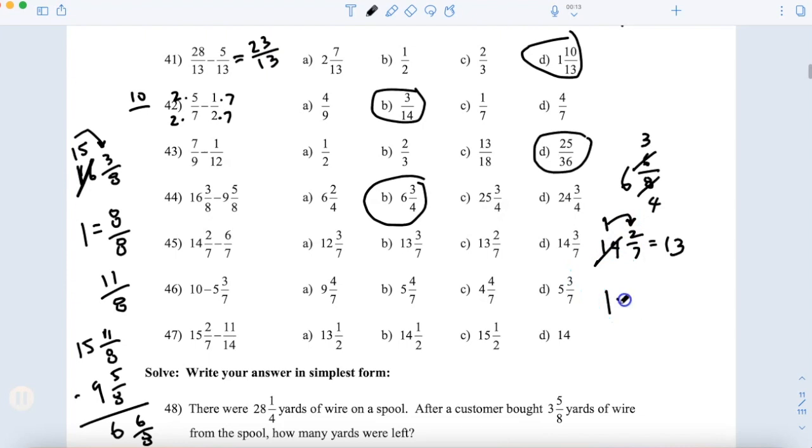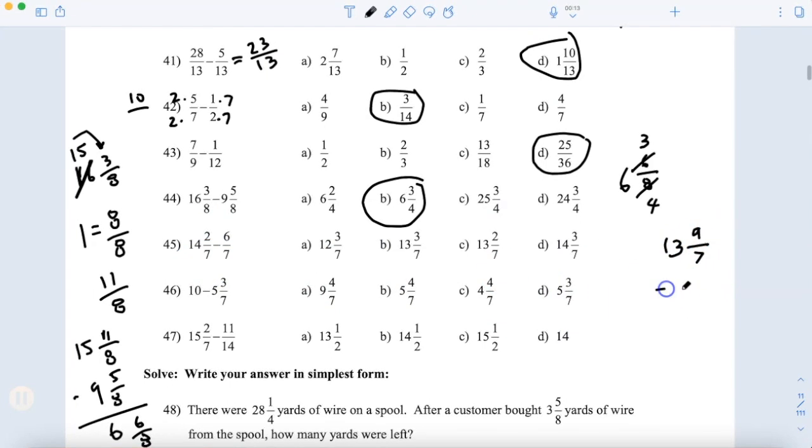And 1 whole unit, because my fraction's denominator is 7, I make it 7 over 7. This whole unit is 7 over 7. And now I add it to 2 over 7. 2 over 7 plus 7 over 7 is going to give me 9 over 7. So instead of 14 and 2 7ths, I have 13 and 9 7ths minus 6 7ths. Because there's no whole here, 13 minus 0 is 13, but 9 7ths minus 6 7ths is going to give me 3 7ths. 9 minus 6 is 3. And now the answer is 13 and 3 7ths.